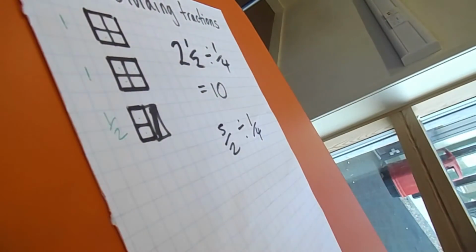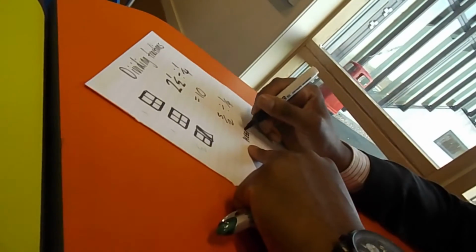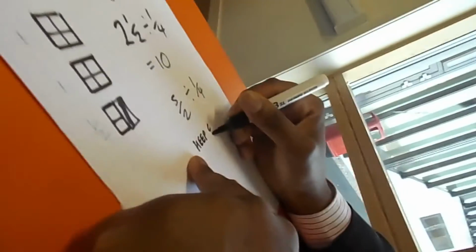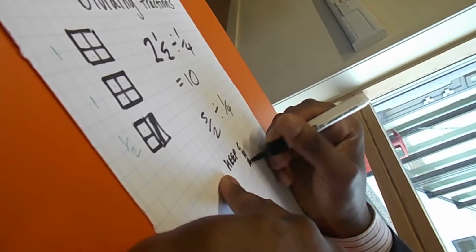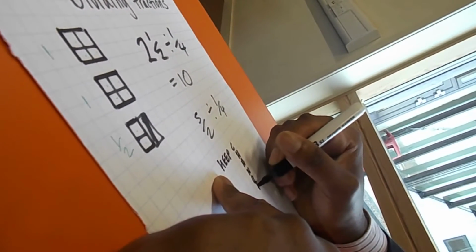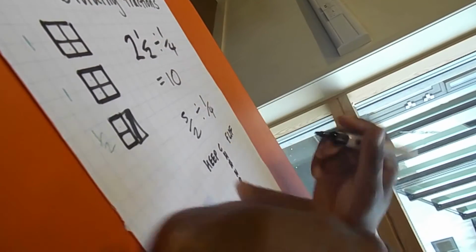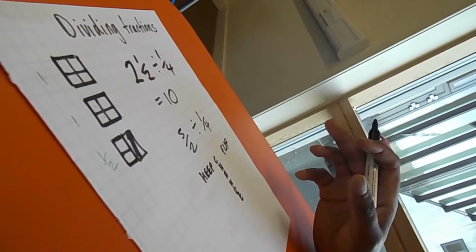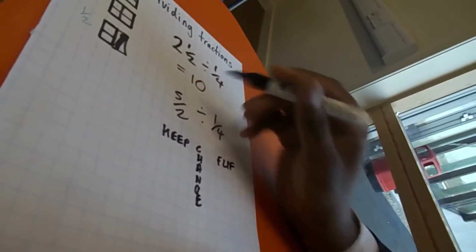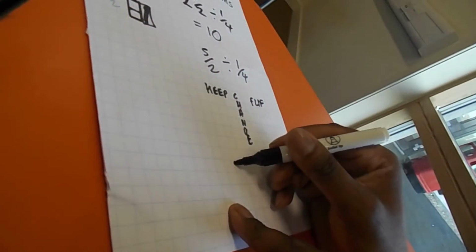Now there's an algorithm that will help us divide fractions without having to do the drawing. And what it is: keep, change, flip. So it's like KFC but not quite, it's KCF. So we keep the first fraction as it is. So that's going to stay as 5/2.